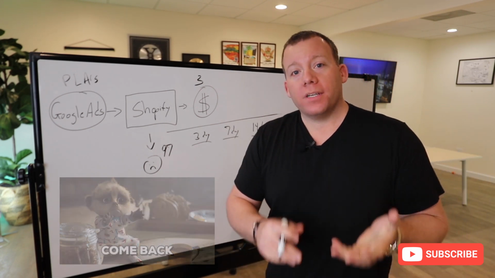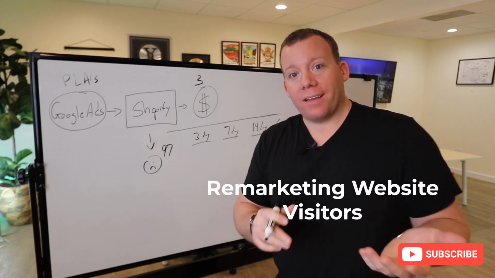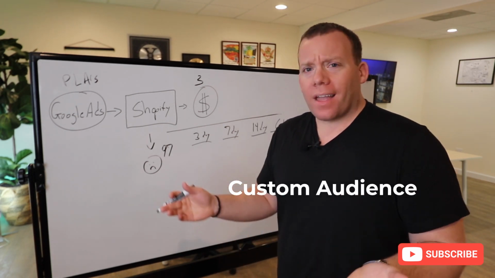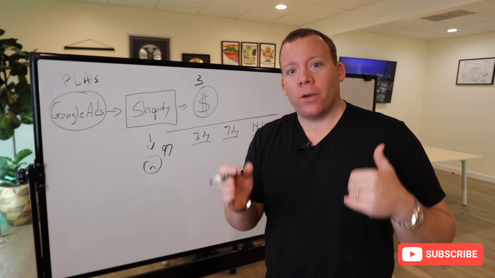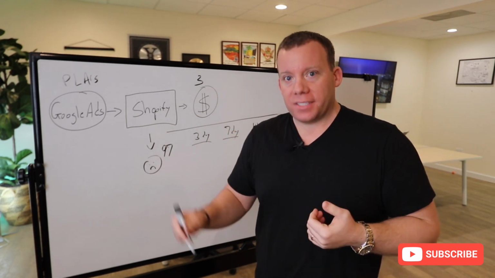So the way this works in Facebook is we make a campaign called Remarketing Website Visitors, and then we create what's known as a custom audience. Again, if you're a member of Dropship Lifestyle, just go to the remarketing training, which is in module 6 in the lesson on remarketing, and you'll see how to do this step by step.